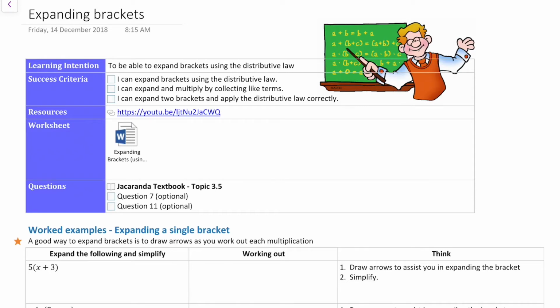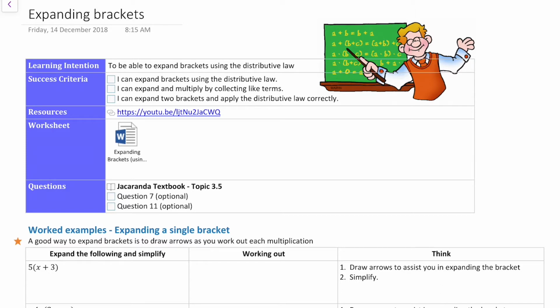So in today's lesson, we're going to be looking at expanding brackets. The learning intention here is to be able to expand brackets using the distributive law. Now your success criteria will be that you can expand brackets using the distributive law, you can expand and multiply by collecting like terms, and you can expand two brackets and apply the distributive law correctly.